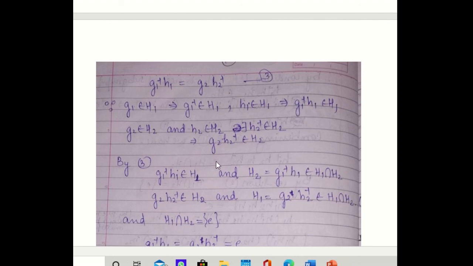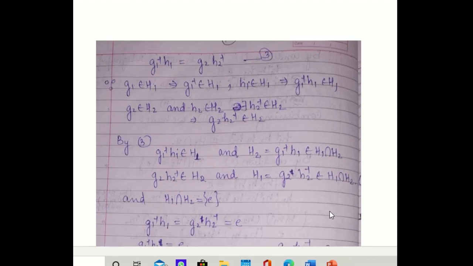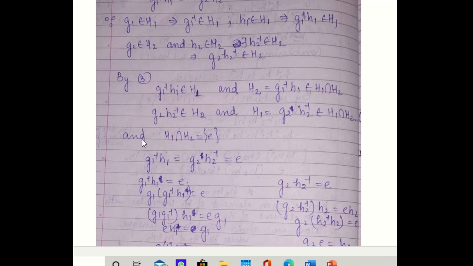So this element belongs to both sets, so it will be in the intersection of these two. Similarly, we can show that g2 into h2 inverse belongs to H2, and g2 into h2 inverse belongs to H1. This implies this element belongs to H1 intersection H2, and H1 intersection H2 is e. So this implies g1 inverse into h1 and g2 into h2 inverse are equal to e.